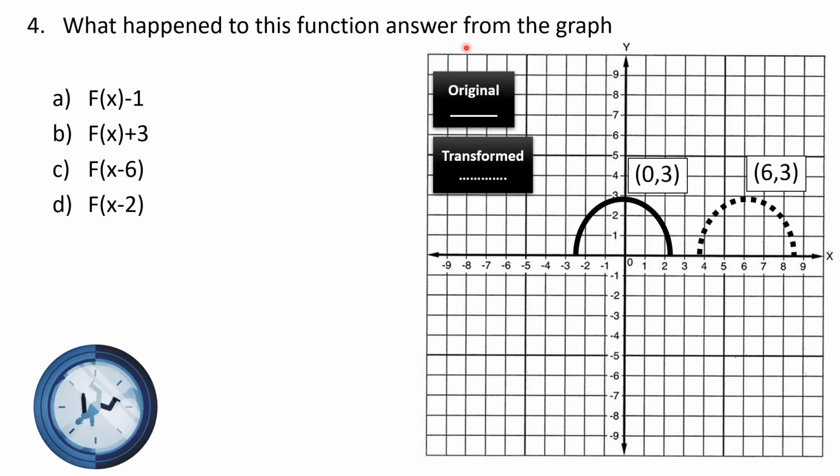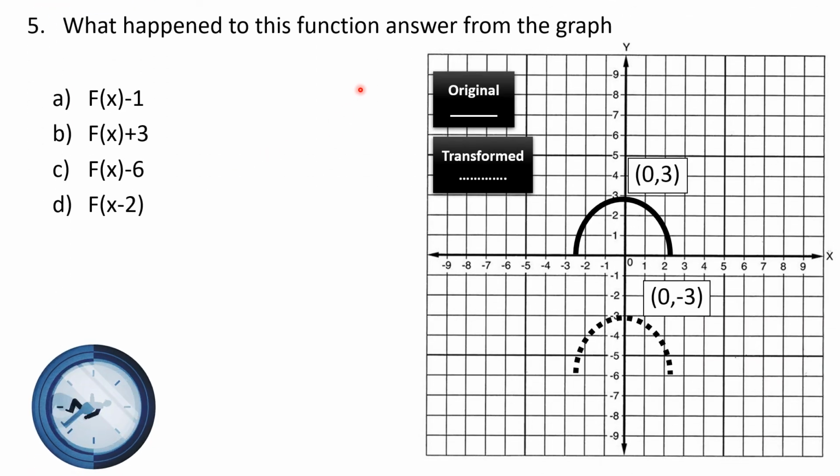What happened to this function? Answer from the graph. This point was 0 and 3, now it's 6 and 3. Yes, f of x minus 6. What happened to the function? Answer from the graph. Yes, it's f of x minus 6. Yes, it's negative 3. 3 minus 6 is negative 3.